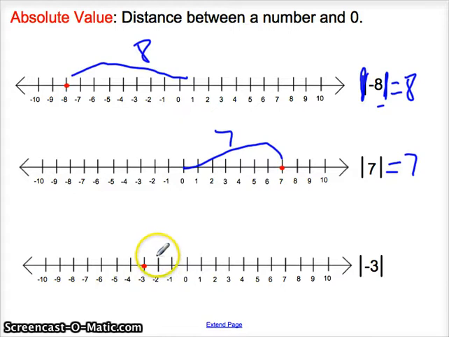And finally, we have -3. How many numbers are there between -3 and 0? There are 3 numbers between -3 and 0. So the absolute value of -3 is 3. I want you to notice how all the absolute values are positive numbers.